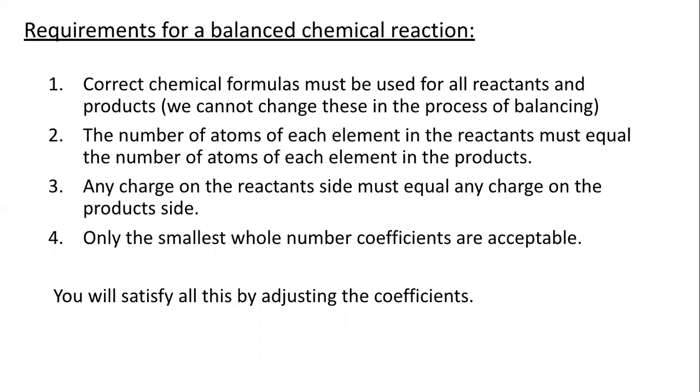So that's where our redox, oxidation, and reduction reactions come in, because we can't have a charge on the products that didn't exist in the reactants. Only the smallest whole number coefficients are acceptable, and that means that you might have to divide a number to get the smallest coefficient. You just don't want to keep adding up and up and up. So you want to make it the smallest whole number coefficient. We'll do some examples in the following slides, and you will satisfy all this by adjusting the coefficients.